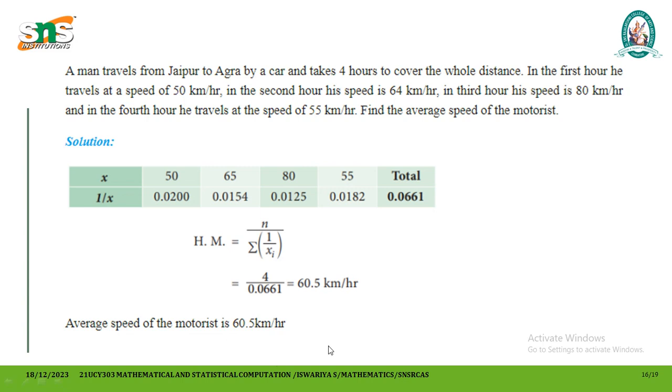So this n is for the same thing. We have to count the number of values given in the question. Here the number of values given in the question is 4. So the n value is 4. So substitute all the values in the formula. I get an answer of 60.5 as the harmonic mean.